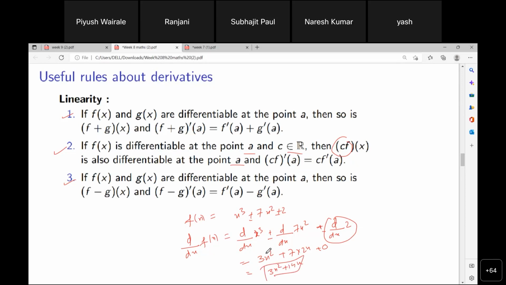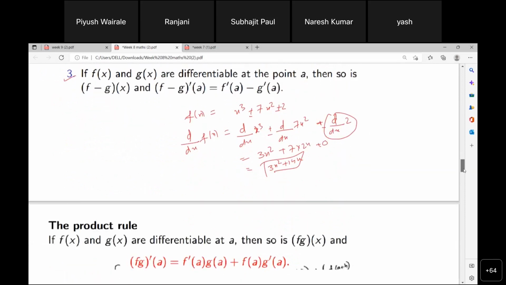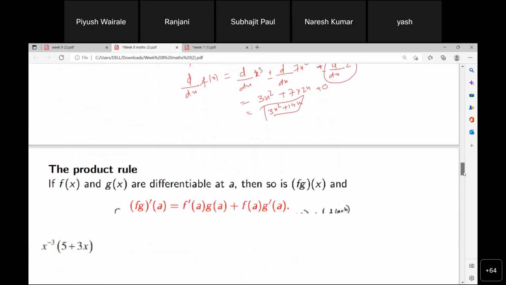So please remember some standard derivatives, like the derivative of a constant function, the derivative of x to the power n, and the derivative of log x. All those things you have to remember.